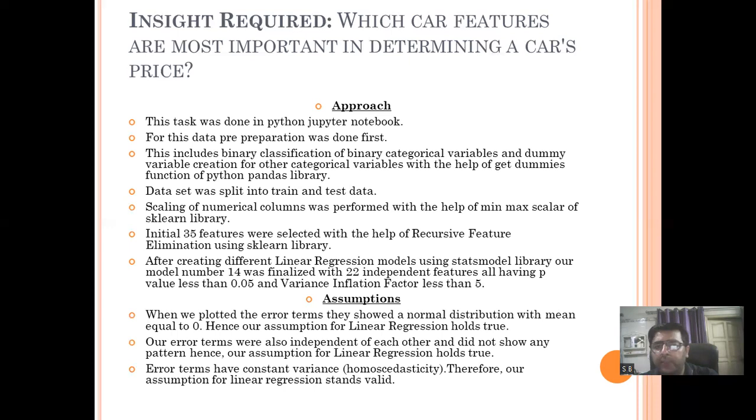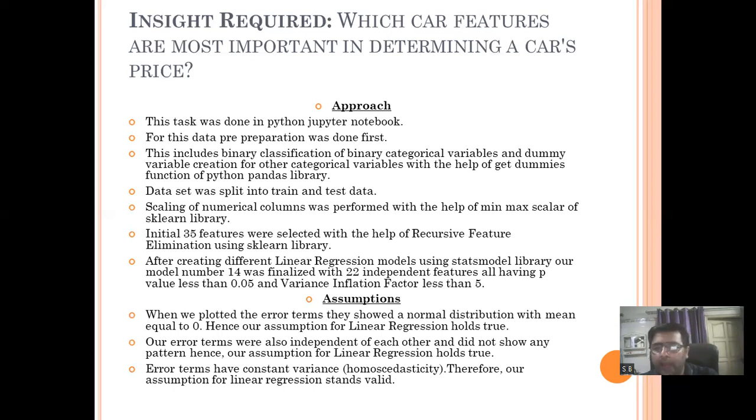Initial 35 features were selected with the help of RFE, that is recursive feature elimination, using the scikit-learn library. After creating different linear regression models using the statsmodels library, our model number 14 was finalized with 22 independent features, all having p-value of less than 0.05 and variance inflation factor less than 5.